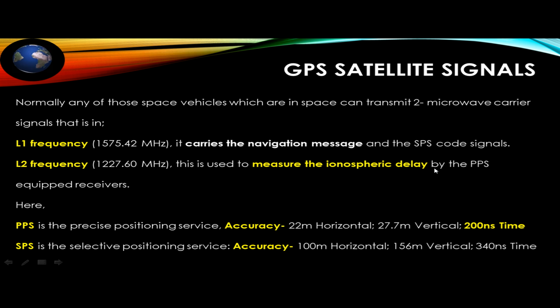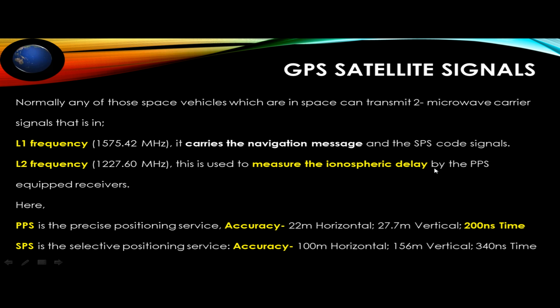So, GPS satellite signals. Normally any space vehicle in space can transmit two microwave carriers. One is the L1 frequency, another is the L2 frequency. The L1 frequency is around 1575.42 megahertz, and the L2 frequency is around 1227.60 megahertz. The L1 frequency carries the navigation message and the standard positioning service code signals. It has this information with it.